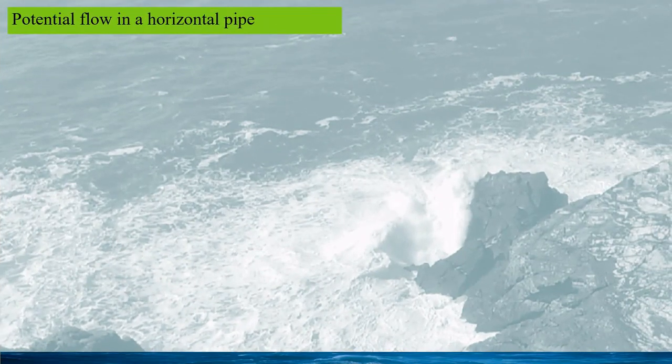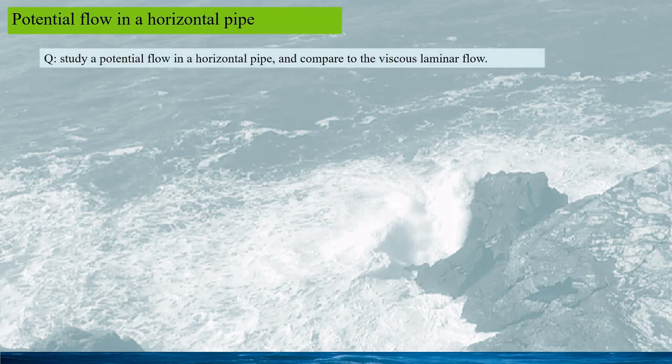In this slide, a simple example for the flow in a horizontal pipe is considered. Now we assume the flow in the pipe is irrotational, and we will compare the irrotational flow and the viscous flow in the horizontal pipe.